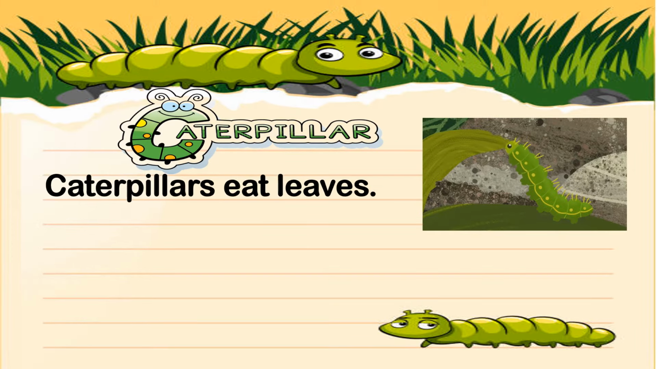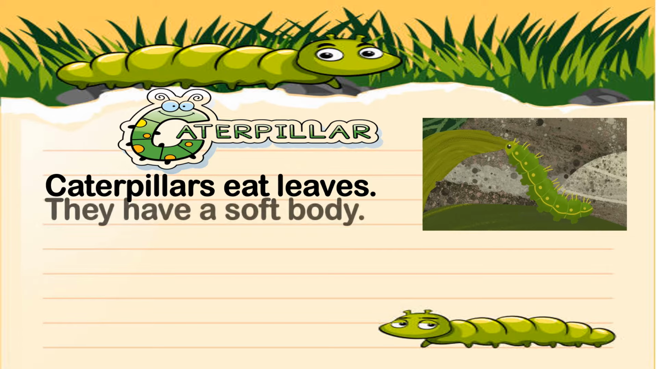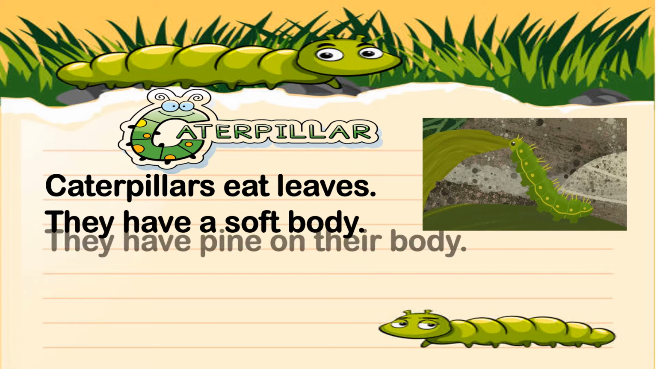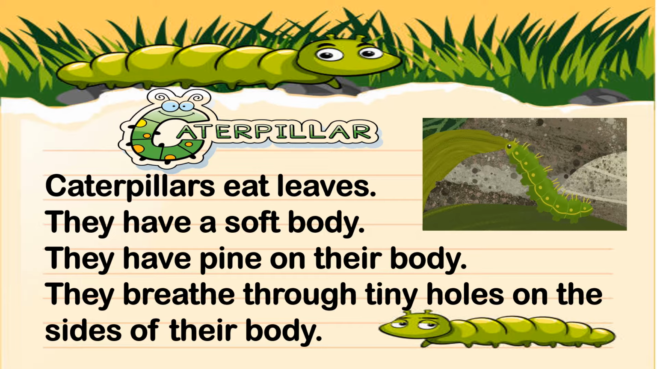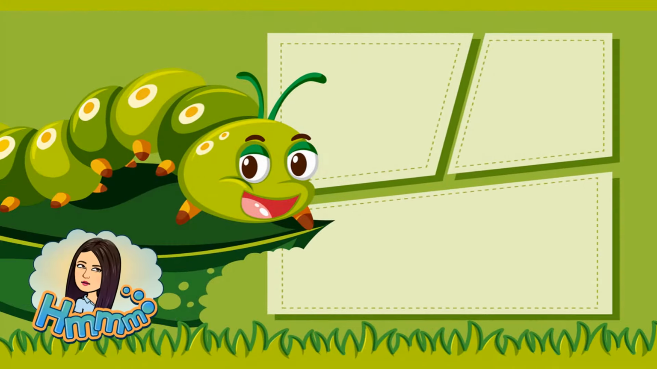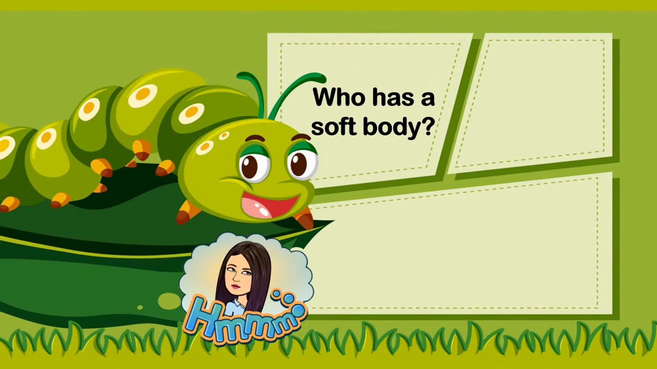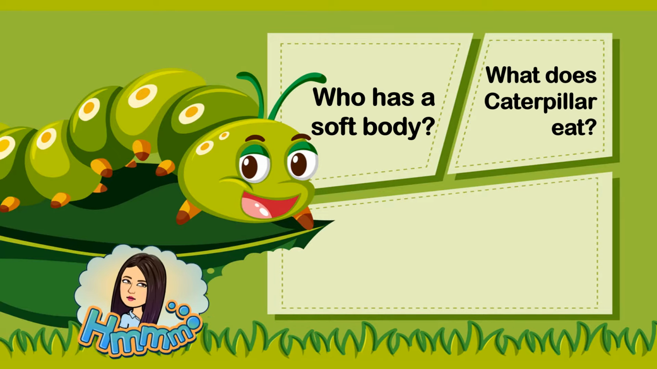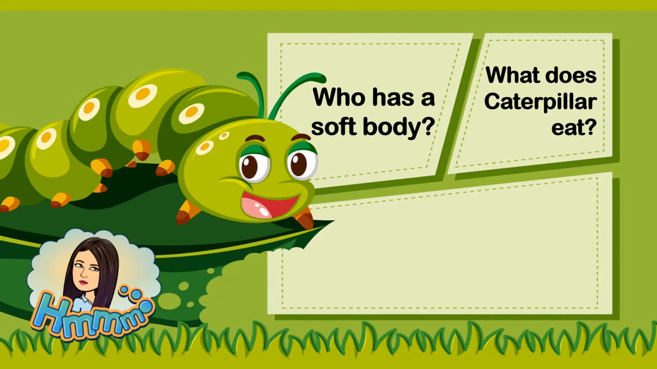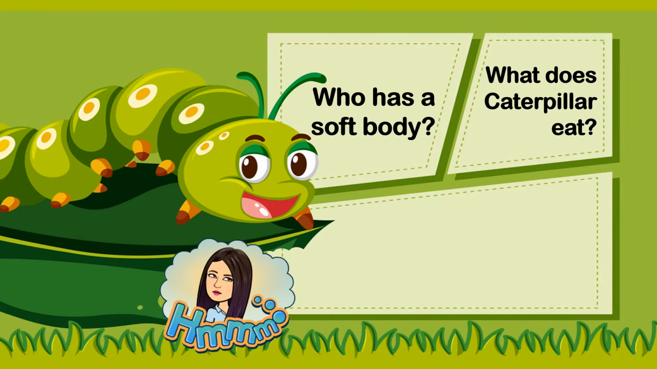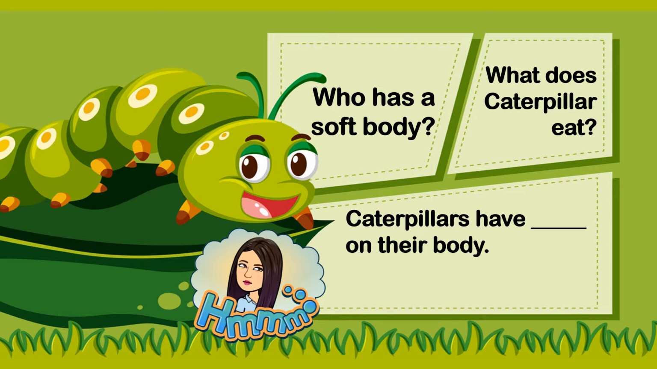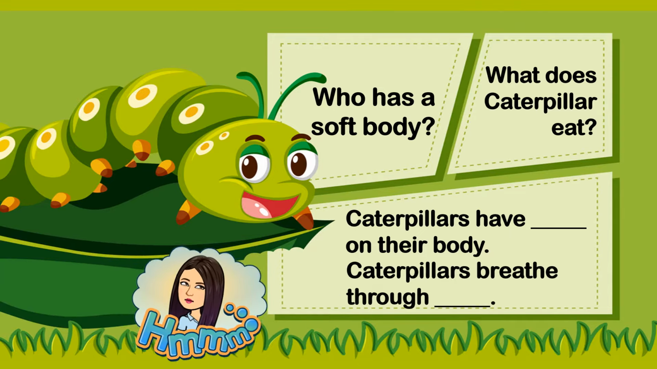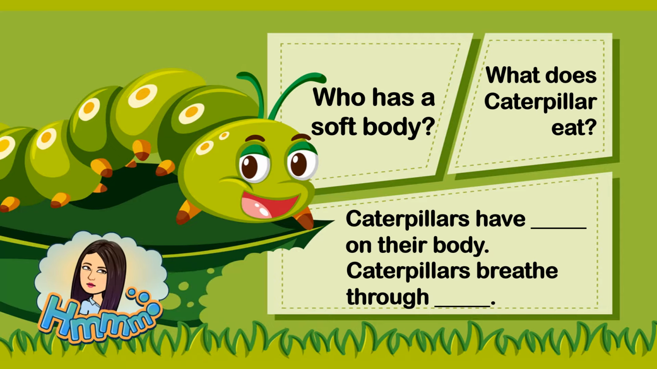Caterpillar. Caterpillars eat leaves. They have a soft body. They have fine hairs on their body. They breathe through tiny holes on the sides of their body. Who has a soft body? What does a caterpillar eat? Now, let's complete these sentences. Caterpillars have blank on their body. Caterpillars breathe through blank.